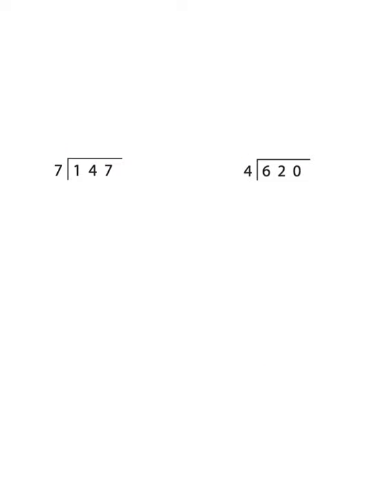Now we're going to take it up a level and we're going to work with dividends that have more than 2 digits. This first problem is 147 divided by 7. I'm going to use the box method to help me stay organized, but either method is fine. Now, 7 does not go into the number 1, so I'm going to put a 0 there. I still need to do my multiplication. 0 times 7 is 0, and when I subtract, I get 1.